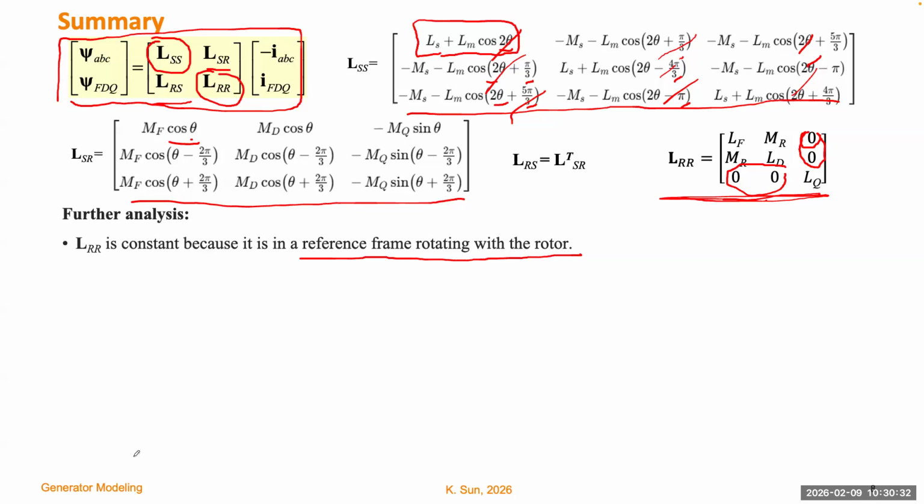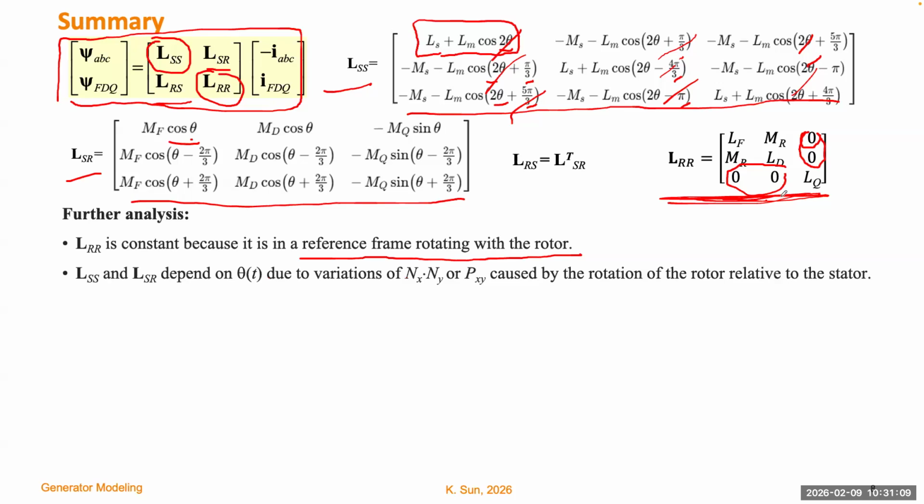Both the LSS and LSR use the reference with the stator, because the rotor is revolving relative to the stator. That causes some change, either in the air gap or in the coupling of the two windings. But the last one is based on the rotor reference, so that makes it simple. This gives us some idea. Maybe we can introduce some transformation revolving together with the rotor, and then we can generate new inductances that don't depend on theta at all.